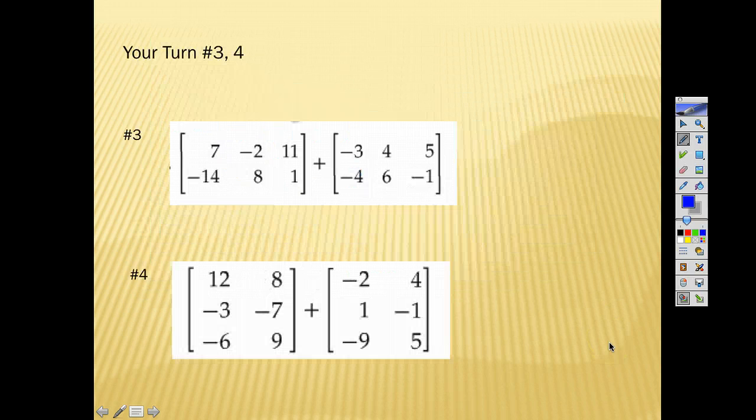Okay. So here's your turn, numbers 3 and 4. Go ahead and try numbers 3 and 4 on your own and come back when you are done.